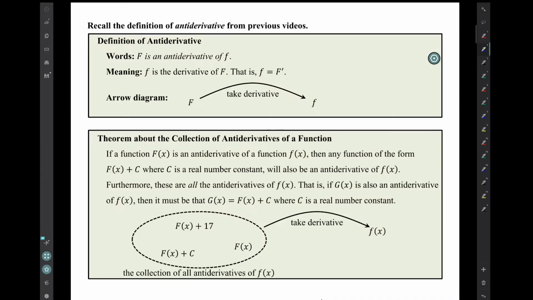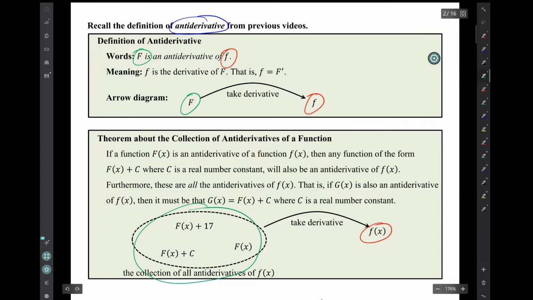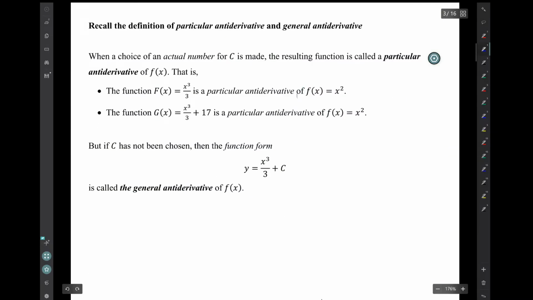Recall the definition of antiderivative from previous videos: to say that a function capital F is an antiderivative of little f means simply that if you take the derivative of capital F, you get little f. And recall that for a given function little f of x, there's a whole collection of antiderivatives of little f. And recall the terminology of particular antiderivative and general antiderivative.